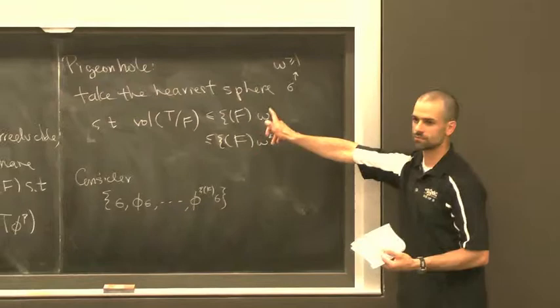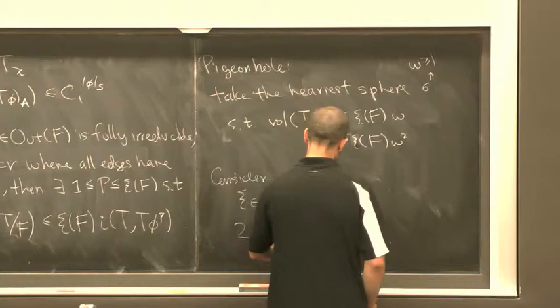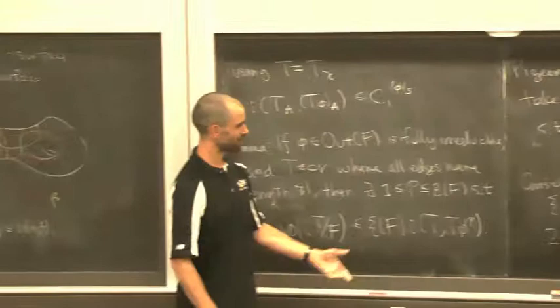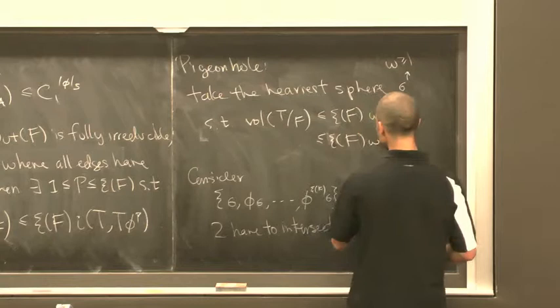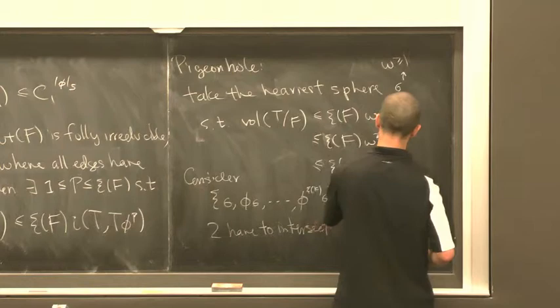So two have to intersect. If you're comfortable with things like curves on a surface, think this is some curve and this is some pseudo-Anosov, and the number of things here is more than the number of disjoint curves I can have. So two of them have to intersect. And so they at least contribute W squared to the intersection number.